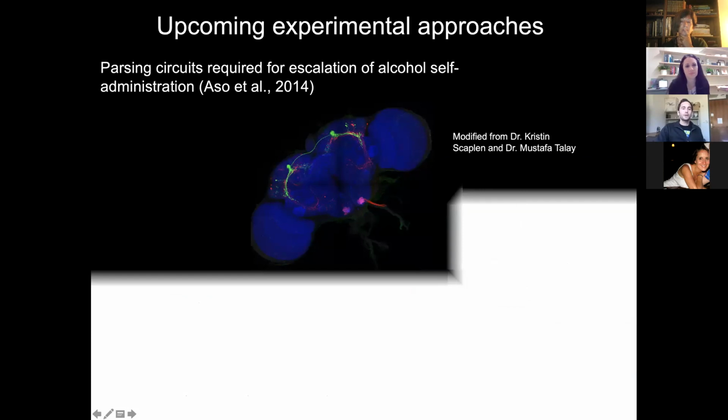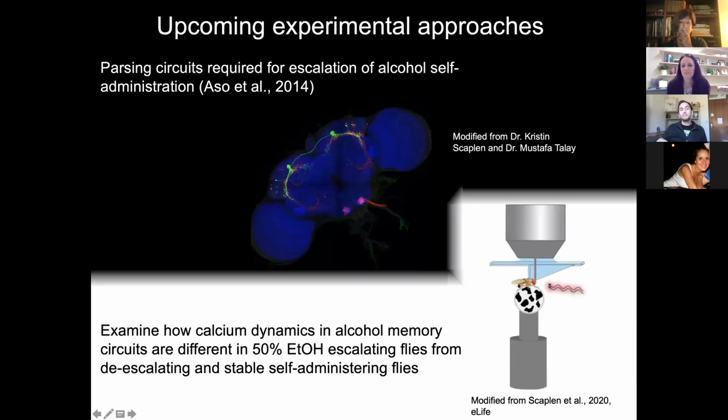And so currently working on that, collecting data. It's going to be cool. And my goal after that is then to take that data, and if we find neural populations that are necessary for escalation of drug self-administration, I'm really interested in looking at what are the calcium dynamics in those compartments. What are the signaling pathways that are going on that make an alcohol escalating fly different from an alcohol de-escalating fly.